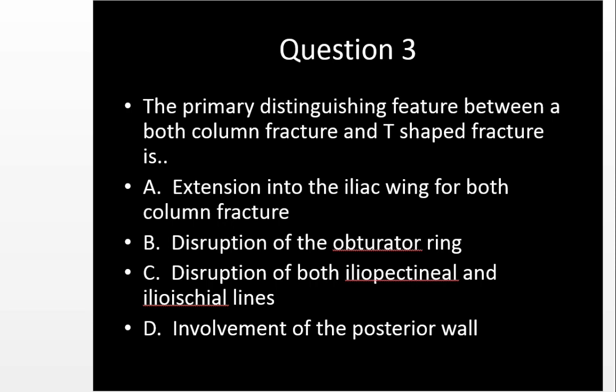Question three is, the primary distinguishing feature between a both column type fracture and a T-shaped fracture is what? Is it extension into the iliac wing for a both column fracture, disruption of the obturator ring, disruption of both iliopectineal and ilioischial lines, or involvement of the posterior wall?